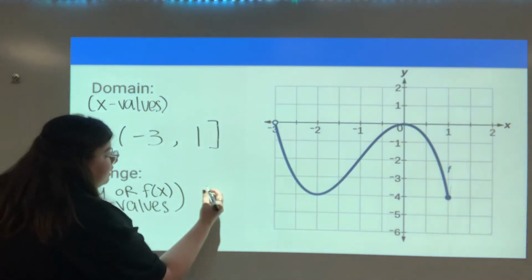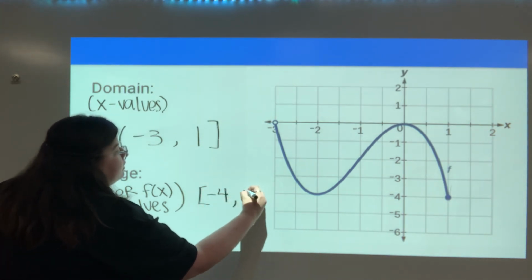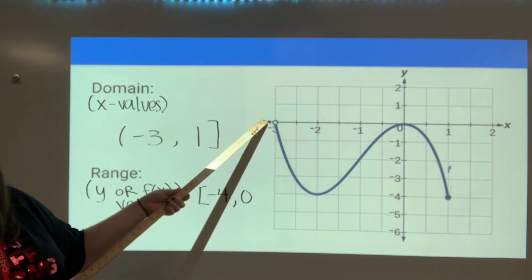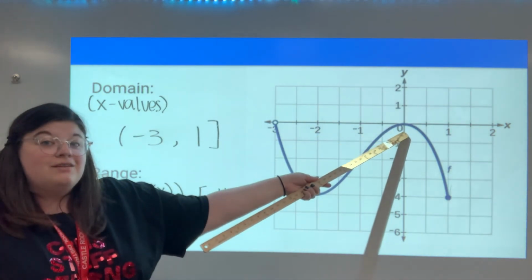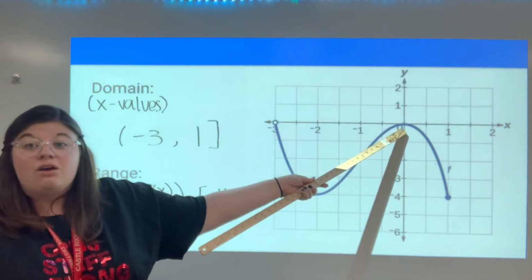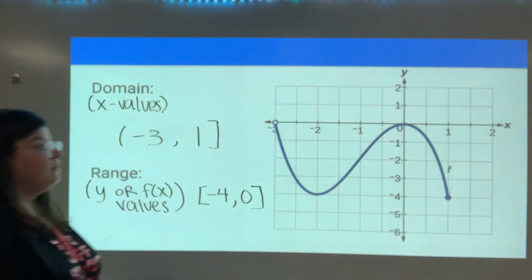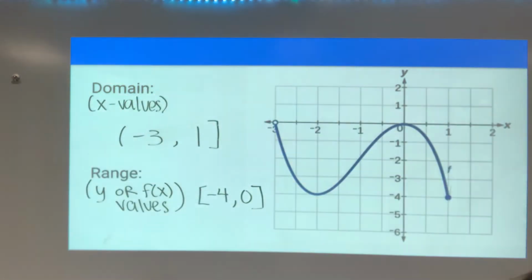And I am including -4, so a hard bracket on -4, comma, 0. Even though here I am not including 0, I am here though, right? So I can still put a hard bracket on that 0. Okay, pause if you need to get a sketch of that down.